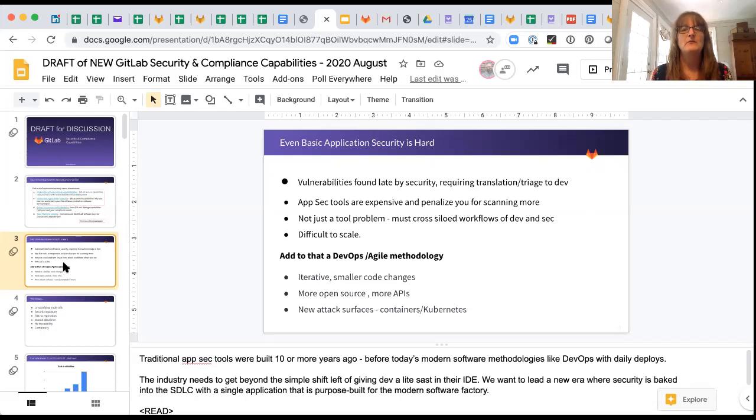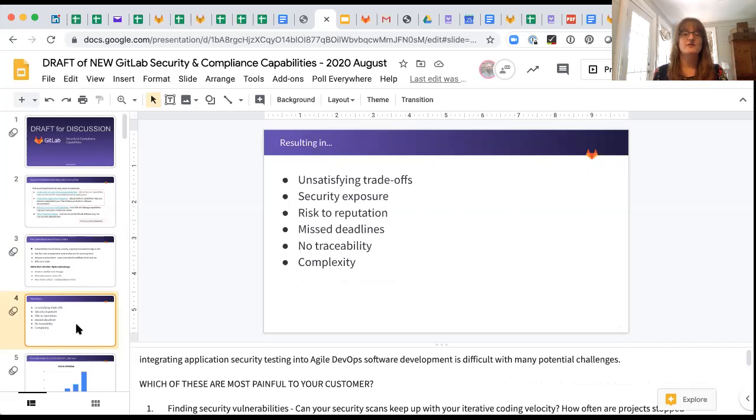Add to that, when you use a DevOps methodology, you've got smaller code changes, much more iterative. It really doesn't fit with doing a waterfall security process where you're doing the scanning at the end. There are new attack surfaces with containers and Kubernetes, and many more APIs between functions. API security is kind of in its infancy, so there's not a lot of good solutions out there for that. All of this results in unsatisfying trade-offs. You've got the risk of introducing new vulnerabilities, but you also have velocity and time to market. All of those things come together with bad trade-offs. So how do you balance those things?